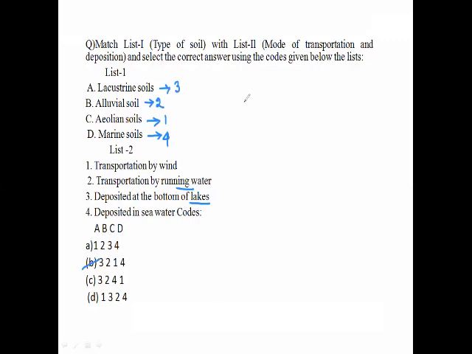So here we need to discuss also some other special types of soil. So you know that aeolian soil, what are the examples for the aeolian soils? Examples for the aeolian soils are nothing but the loess as well as the sand dunes. So loess and sand dunes.